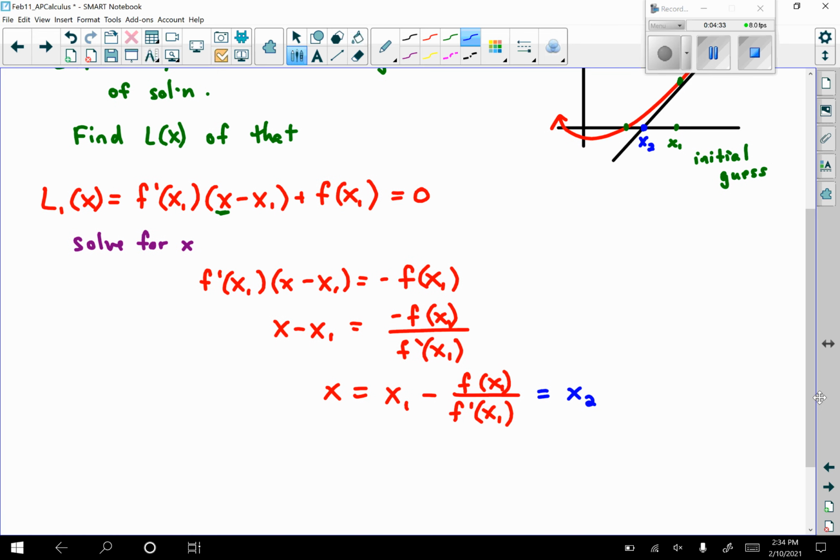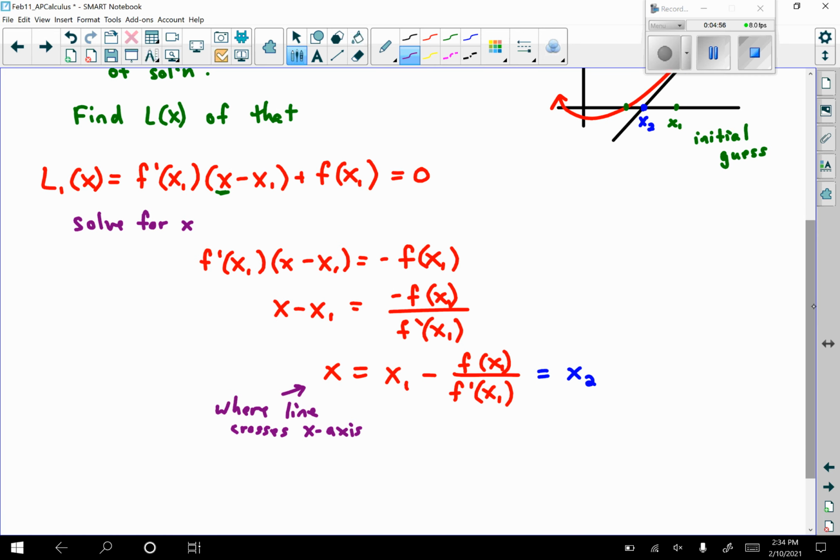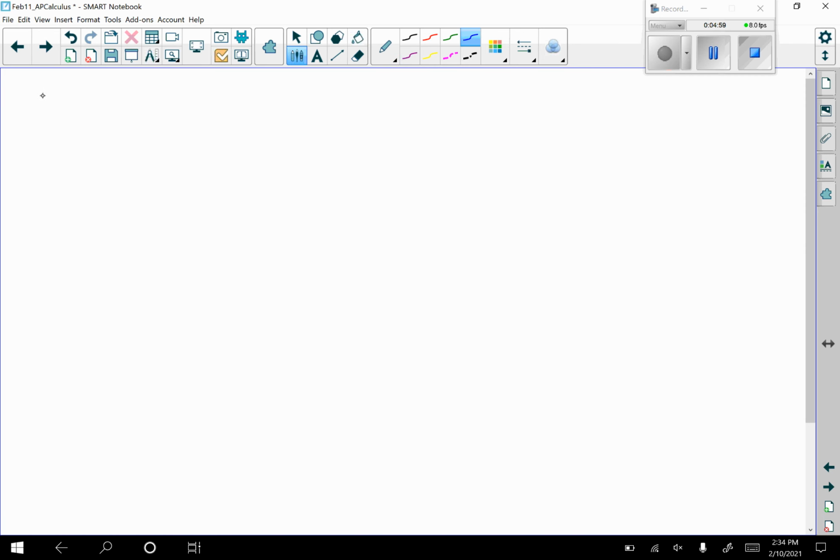So now I have to repeat the process. So this right here is where the line crosses the x-axis, which is why it took me to that x sub 2. So this tells us we're getting closer to the right solution. So let's do this again.